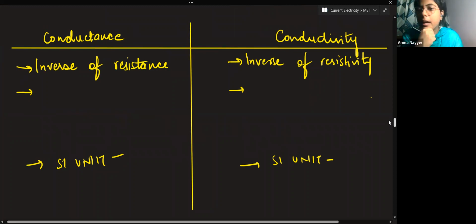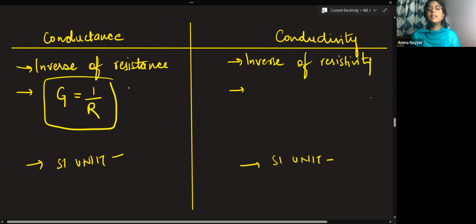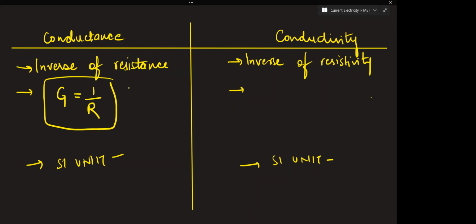Now, what is meant by conductance? Conductance is basically the inverse of whatever you studied for resistance. So conductance is the inverse of resistance. It is denoted by the symbol capital G, and the inverse of resistance means 1 by R. Can you tell me the SI unit of conductance? 1 by ohm, exactly.